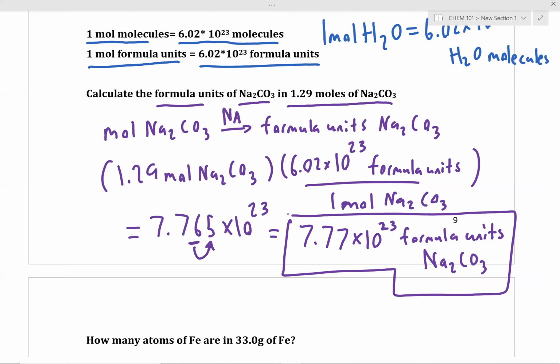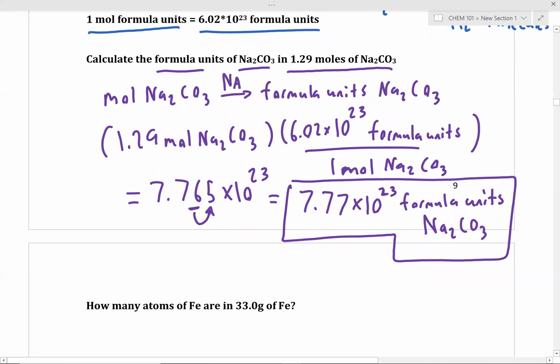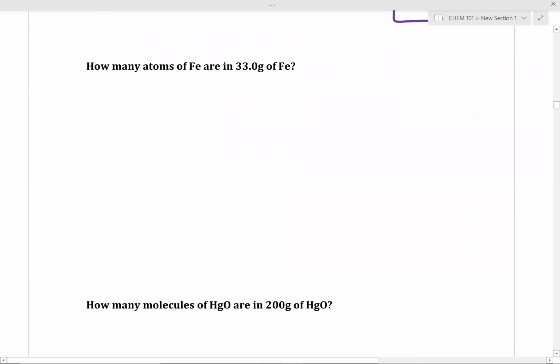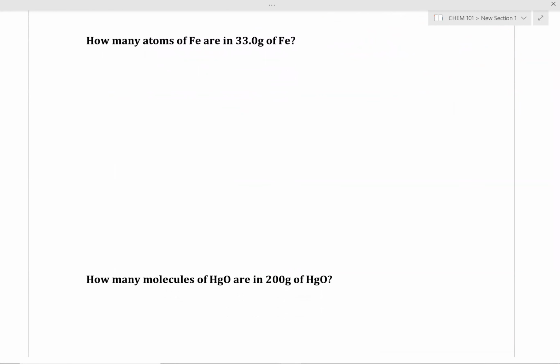So what I want us now to do is to work on some problem solving in groups. And I'd like you to tackle the following two questions. I'd like you to tell me how many atoms of iron are in 33 grams of iron and how many molecules of mercury oxide are in 200 grams of mercury oxide. So to showcase how we do this two-step conversion, I'll showcase the first example, you'll do the second.